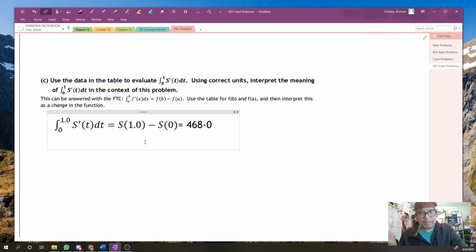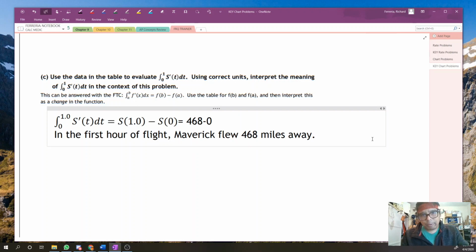So what does it mean? Well, if you subtract Maverick's distance at 1 minus his distance at 0, what you're getting is a change in distance, or how far did he fly during that first hour of flight. So in that first hour of flight, Maverick flew 468 miles away. Remember that his flight was an increasing function, or his velocity was an increasing function, so he never turned around and came back to base. He was always moving away from the base. So that takes care of all of the review stuff.